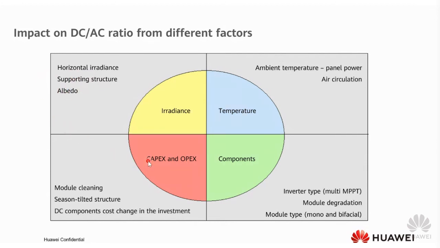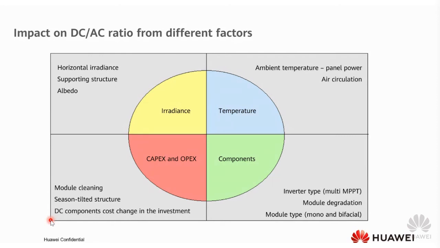The other one comes from the capex and the opex. If the DC component prices, the DC panel prices, drop, it can certainly affect the DC-AC ratio. Just imagine that the PV panel price drops to 50%. Probably everybody will buy more DC panels. So when the percentage of the cost of the DC devices in the total investment is increasing, the DC-AC ratio will decrease. So if the DC panel price increases, the DC-AC ratio will decrease.